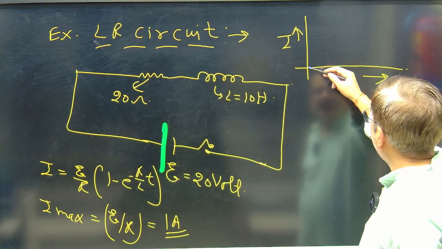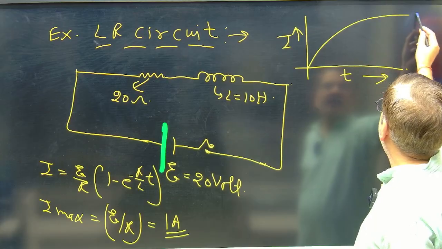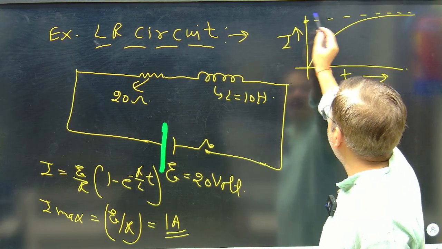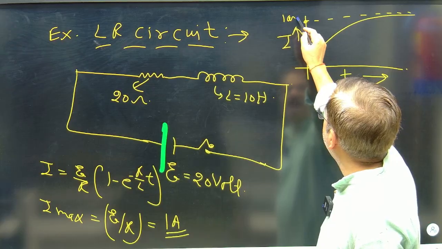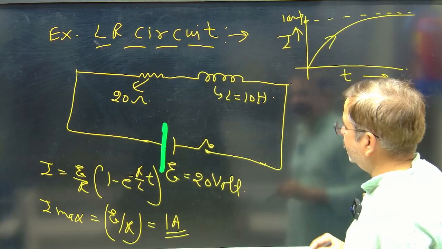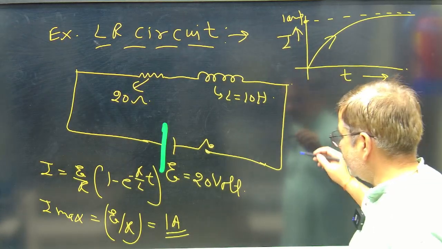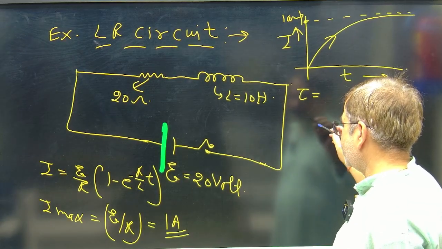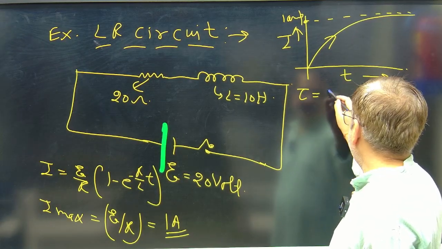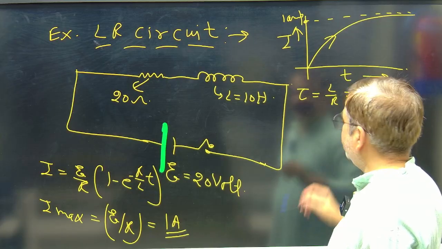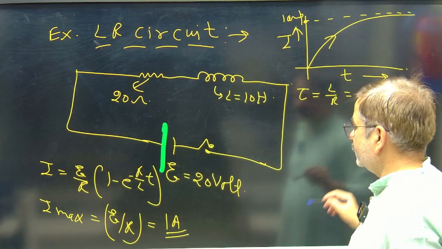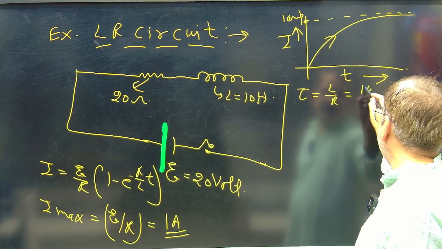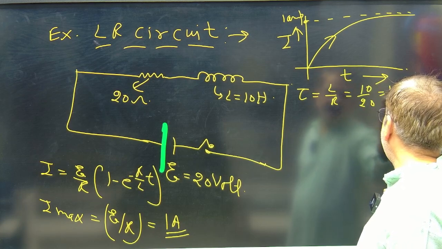And what it is, it goes like this: the exponential current reaches here, na? And this maximum value of current is given as 1 ampere, with the time effect. And the time constant, if I say the time constant tau of this circuit, tau is L by R. If you put the values, L is 10 and R is 20, so 10 by 20, it is half second.